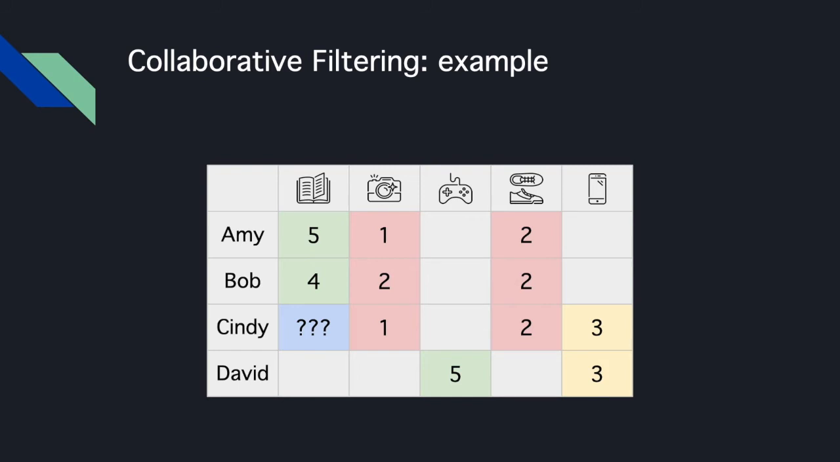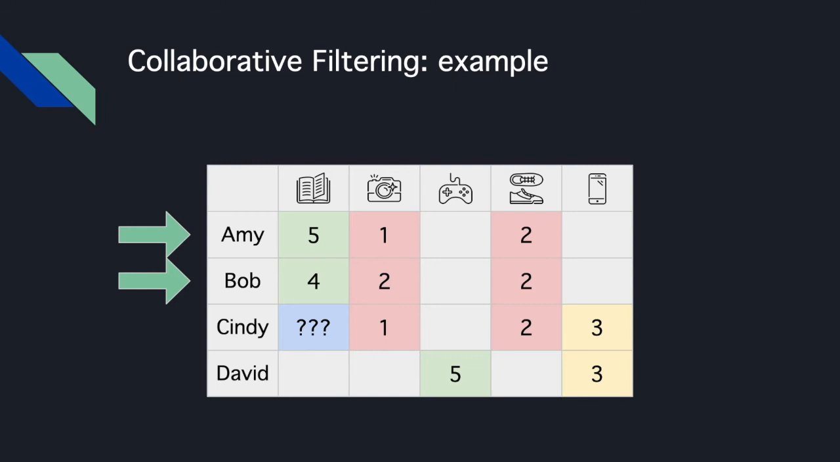Let's say we want to figure out whether we should recommend books to Cindy. First, let's compare the ratings of users that are similar to Cindy. Cindy gave low ratings to cameras and shoes. Similarly, Amy and Bob also gave low ratings to cameras and shoes. Also, note that Amy and Bob gave high ratings to books. Now we can infer based on the past ratings of Amy and Bob that it's quite likely that Cindy will also like books.